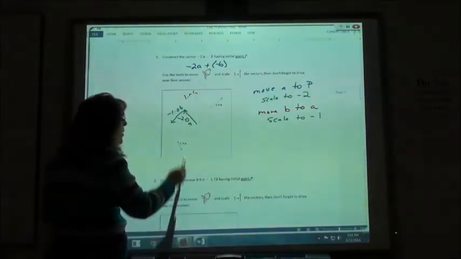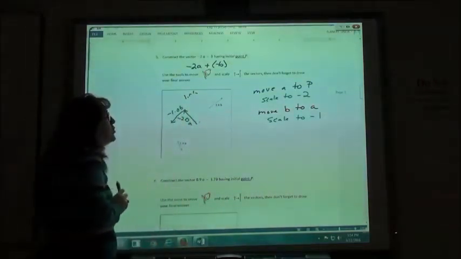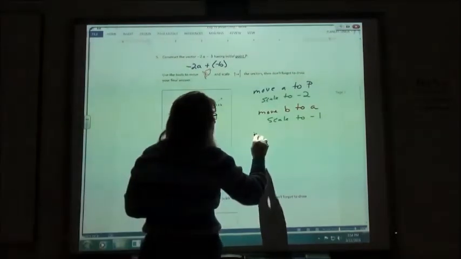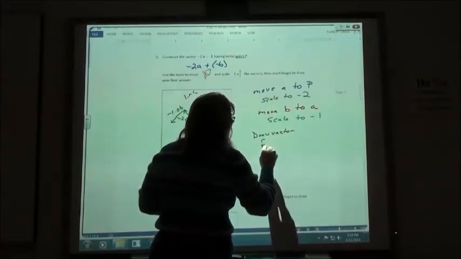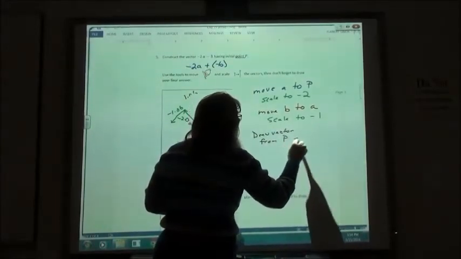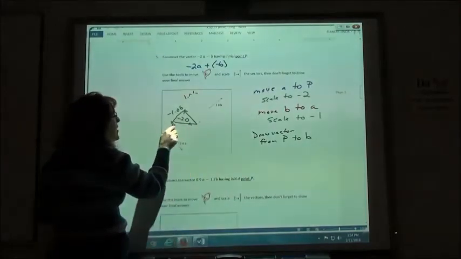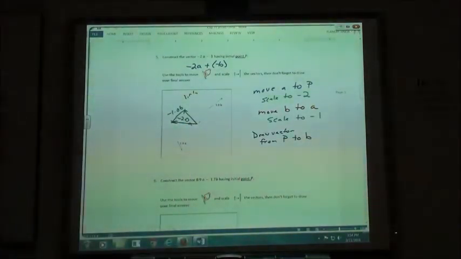Once I have this one labeled negative 2.0A, this one labeled negative 1.0B, then I'm going to draw the vector from P to B. So starting at P to the end of B, and I'm just going to see that little triangle there when I'm done.